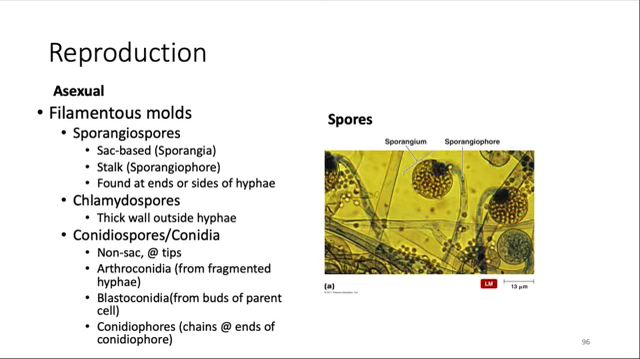For the different spores in the filamentous molds, sporangiospores are sac-like, so they will have sporangia, which is a sac that holds the spores, and they have a stalk known as the sporangiophore. So the stalk is the sporangiophore, the sac is the sporangium, and the spores are sporangiospores. They are found at the ends or the sides of hyphae. So at the ends over here, there's a sporangiophore, there's a sporangium, and the spores are contained there.